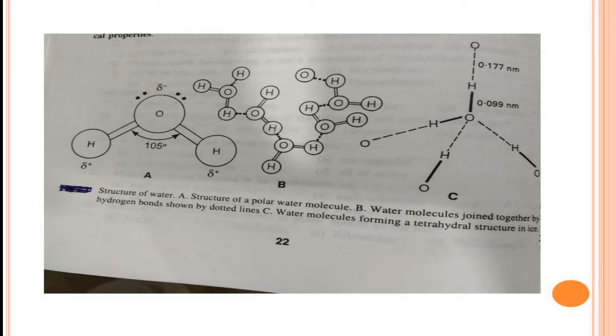Got it? The third structure is of water molecules which form the tetrahedral structure in ice. This is oxygen atom, these are two hydrogen atoms. And this is an oxygen atom, one hydrogen atom is attached here. This is a single oxygen molecule, this is a single oxygen molecule, and they have the two hydrogen bonds. Here the dotted line means hydrogen bonds, and they form a crystalline tetrahedral structure in ice. Got it?